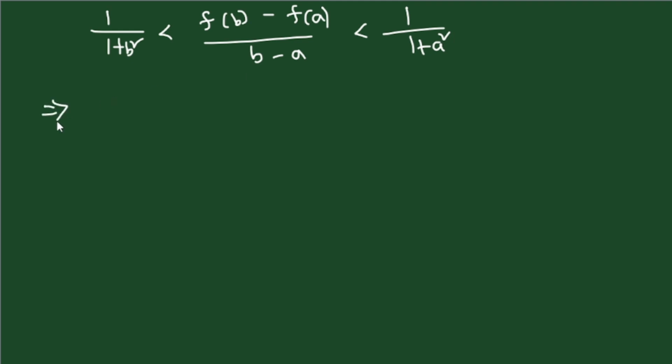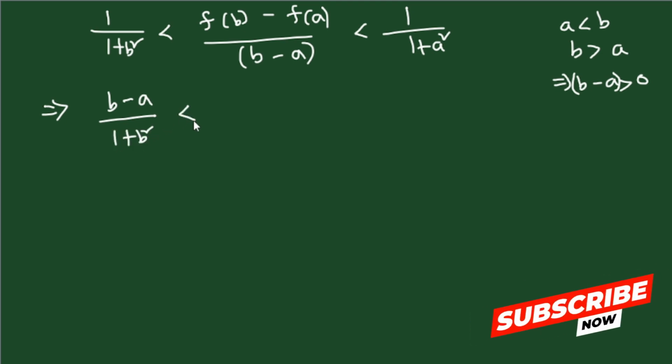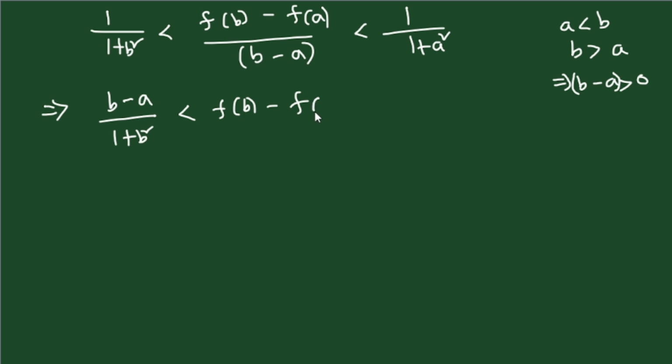So this implies you multiply the entire inequality by B minus A, right? Because A is less than B, B is greater than A, both are same, right? Then what is B minus A? B minus A is a positive quantity. So you multiply with a positive quantity, inequality doesn't change. Therefore, it is B minus A by 1 plus B square. I am multiplying the entire inequality by B minus A. Then here B minus A gets cancelled. Then it is FB minus FA less than B minus A by 1 plus A square.